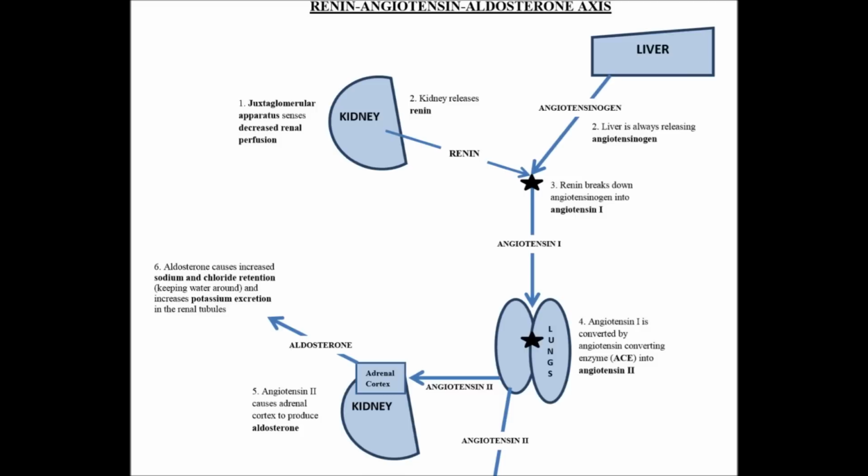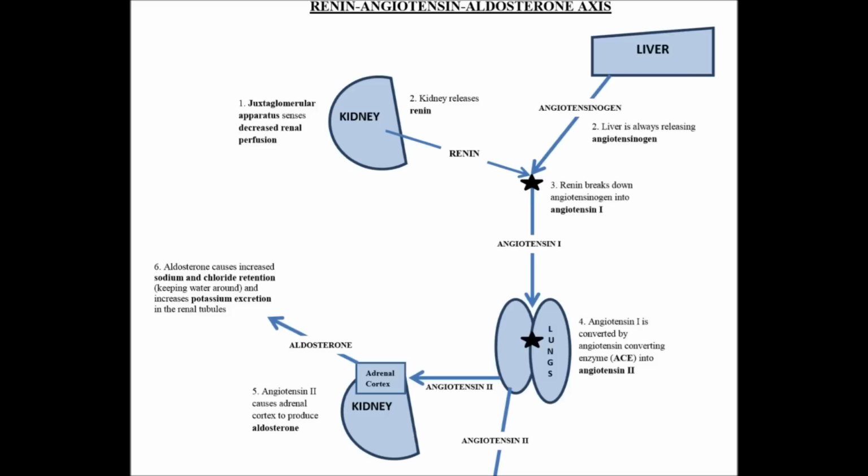Renin then ends up breaking down angiotensinogen at step 3 into angiotensin 1. And the liver was producing that angiotensinogen, which was step 2. So we have renin acting on angiotensinogen to form angiotensin 1. Okay, so angiotensin 1 then goes to the lungs, and that's at step 4. They're kind of at the bottom right-ish part of your diagram.